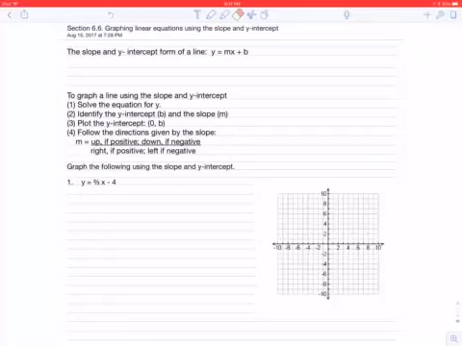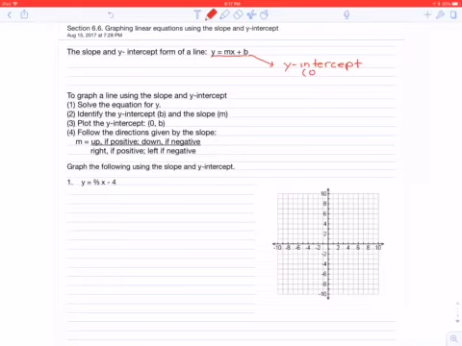The slope and y-intercept form of a line is given by y equals mx plus b, where the m and b are constants. The b is the y-intercept of the line. It's the point where the line crosses the y-axis. So the coordinates of that point are x is 0, y is whatever the value for b is.